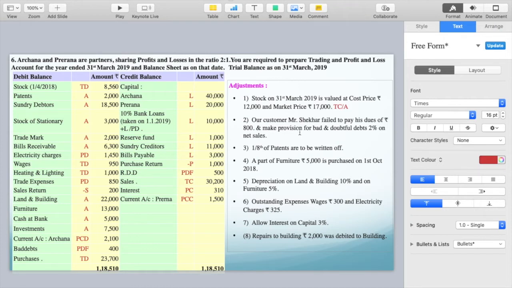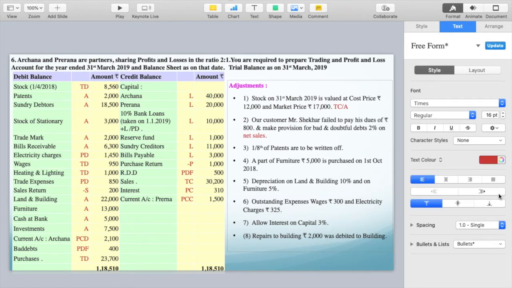So further bad debts is given, and make a provision for bad and doubtful debts at 2% on net sales. So now this is very very important, right? As this time they have given, on net sales. Always what they give is that make a provision for bad and doubtful debts at 2% on debtors, or 3% on debtors, or 5% on debtors. So they always mention on debtors. Now this time they have given on net sales. So here effects are not going to change. Effects will remain the same.